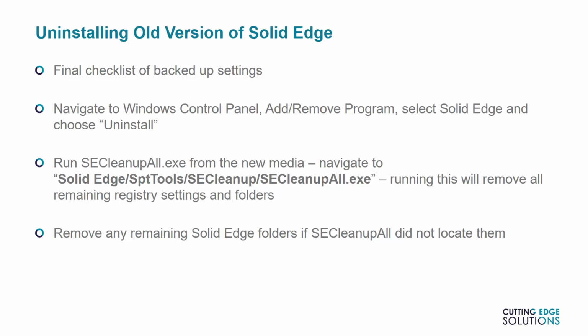Navigate to the SPT Tools SE Cleanup folder, and then run secleanupall.exe on your machine. This will remove all remaining registry settings, and should also remove all folders related to Solid Edge from your Program Files directory. If you've stored Solid Edge files in non-standard locations on your workstation, you might need to manually remove them, but this will not affect server-side files.